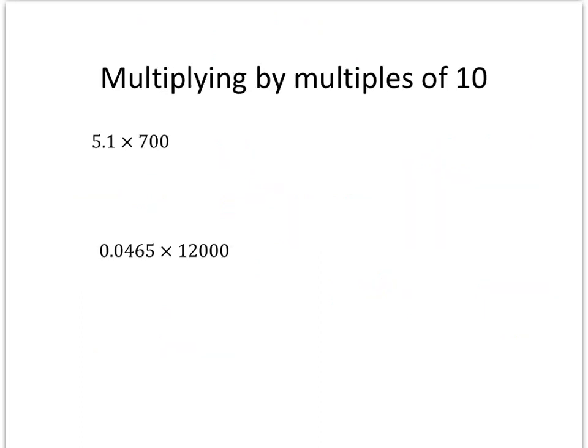Okay. We're going to look at multiplying by multiples of 10. So multiples of 10 are any number that ends in a 0. And the way we're going to do this is, if I have this one, 5.1 times 700, I'm going to break 700 up into 7 and 100. So I'm going to think about this as 5.1 times 7 times 100. Okay, so there, that was my 700.